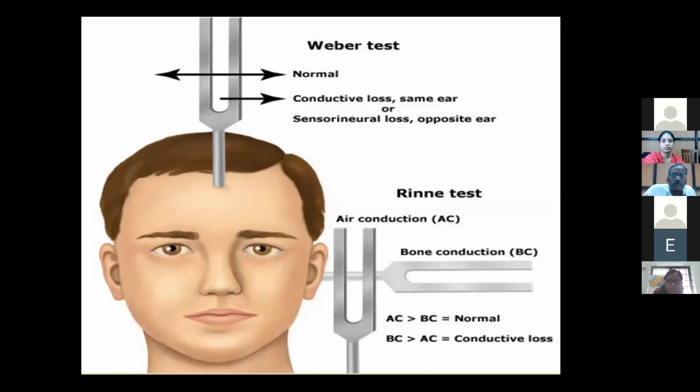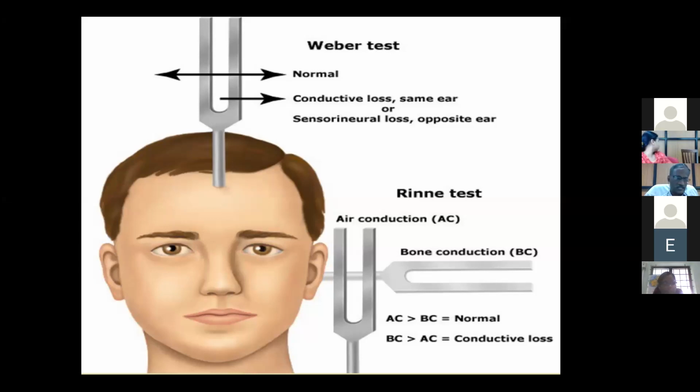In the Weber test, when it is normal, conduction will be equal on both sides. We must strike the tuning fork and keep it on the glabella. When vibration is heard equally on both sides, it indicates a normal ear. When more sound is heard towards one ear, that indicates an abnormality on that side.